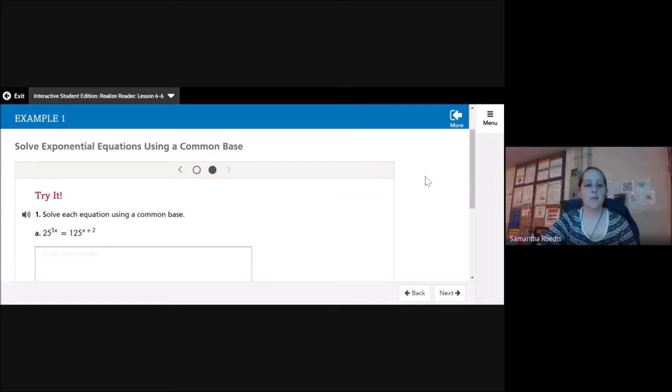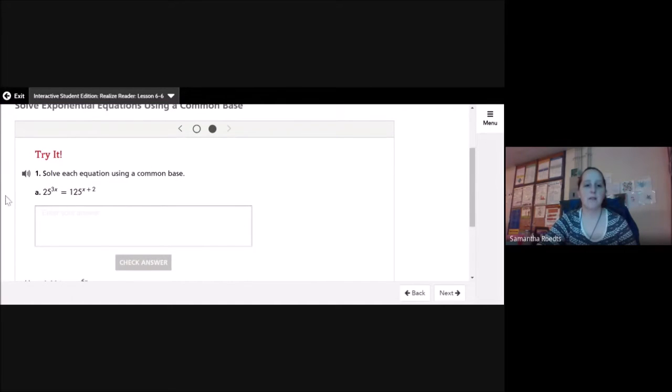All right, so let's try it. Solve each equation using a common base. I have 25 to the 3x equals 125 to the x plus 2. The first thing that I want to do is rewrite 25 and 125 so they have a common base. So 25 is 5 squared, and 125 is 5 cubed.